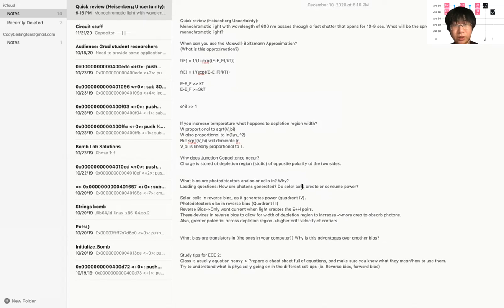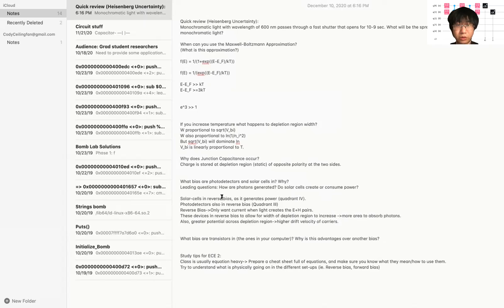So they're in reverse bias. Solar cells generate power, so you'd see them in quadrant 4 of the IV curve. Photodetectors are also in reverse bias.